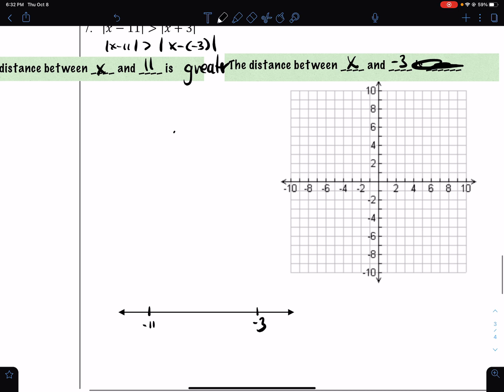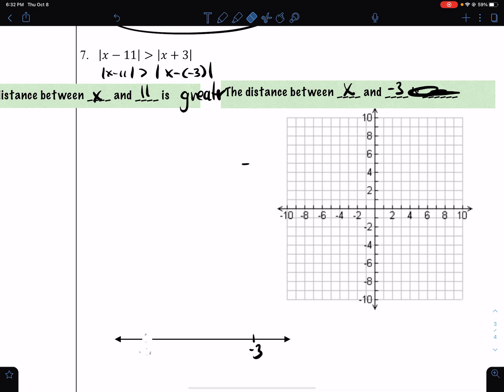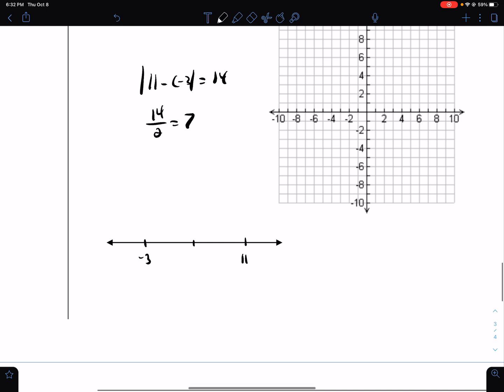So if we think about the distance between -11 and -3, that total distance is what, 8? Oh, sorry, I messed that up. It's 11, not -11. That's my problem, it's x minus 11. So I've got to rewrite my picture here. If I measure the distance between 11 and -3, that distance is a total of 14. If I wanted to find halfway, the number 7 would be exactly halfway in between them, right?